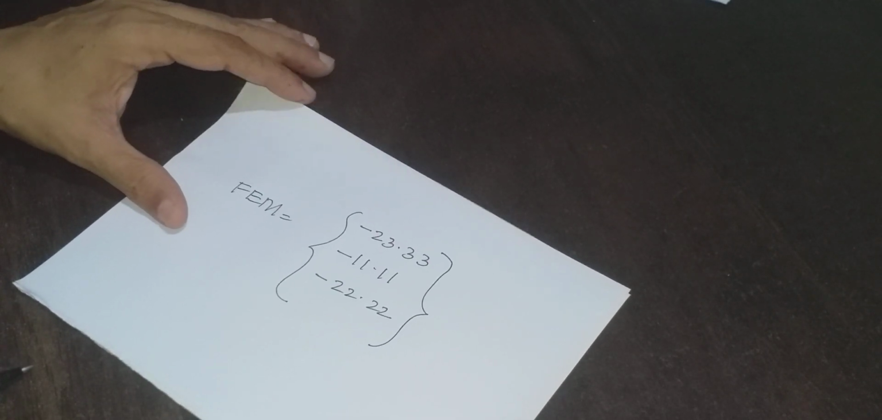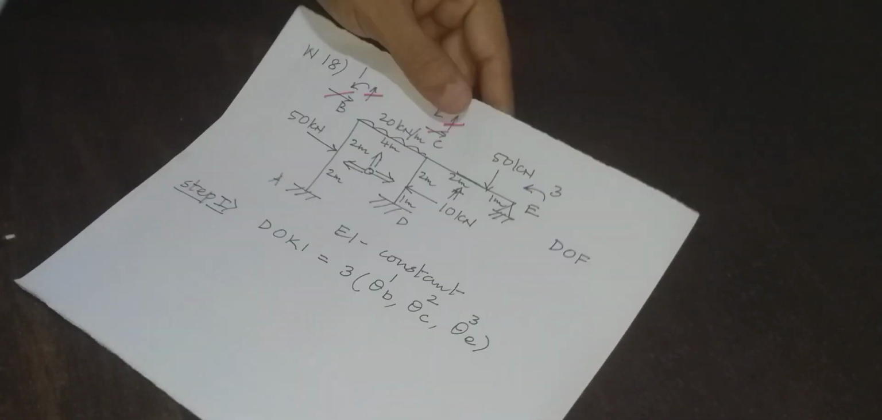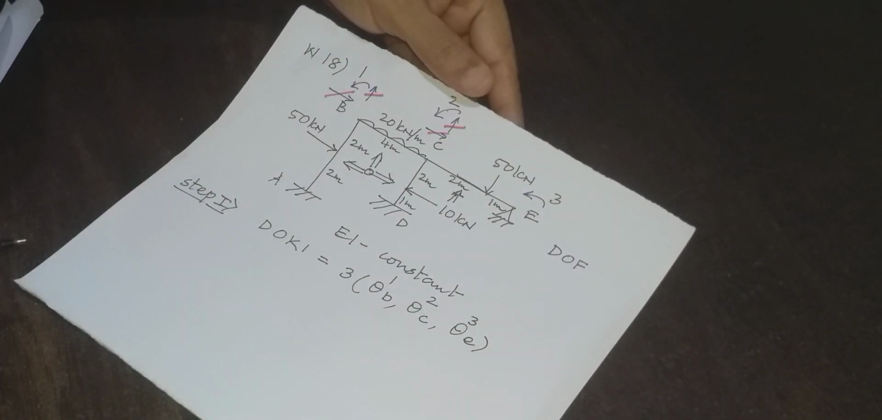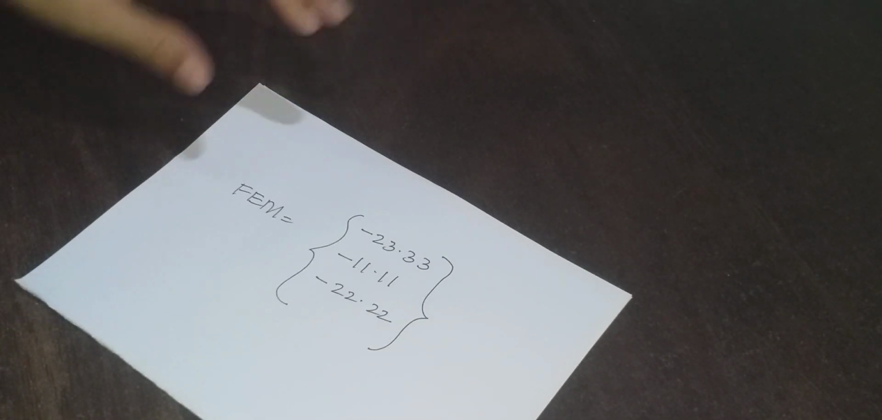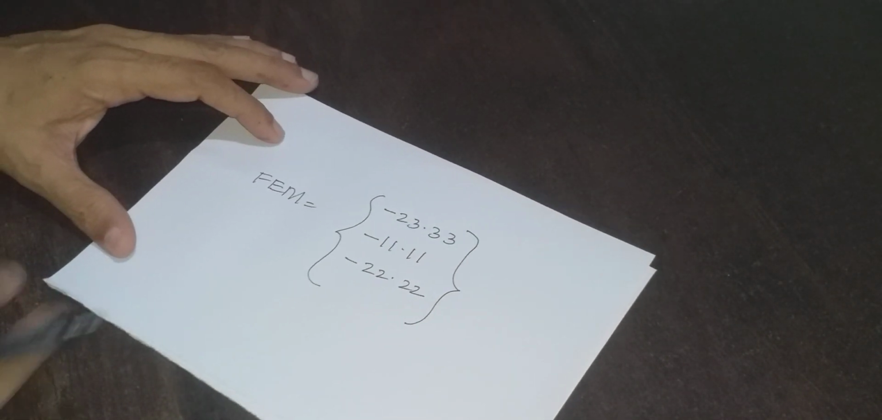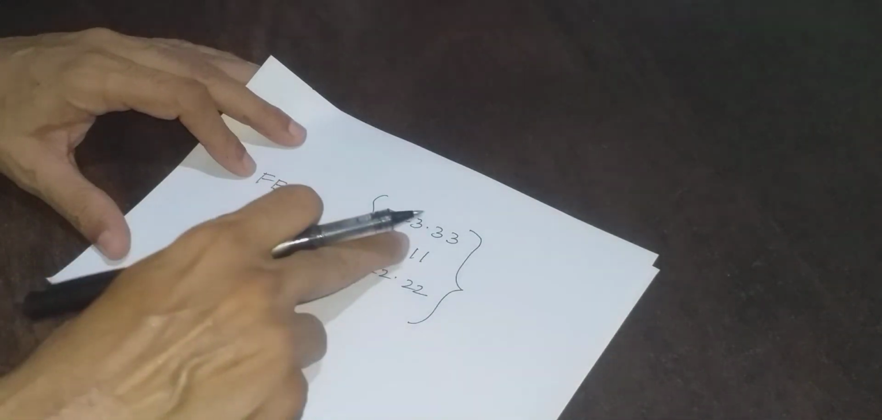Welcome friends. If you refer to the previous numerical, that was the winter 2018 numerical we have seen. We have calculated the first two steps, that is the degree of kinematic indeterminacy, and we have calculated the fixed end moment matrix for the structure: minus 23.03, minus 11.11 and minus 22.22.